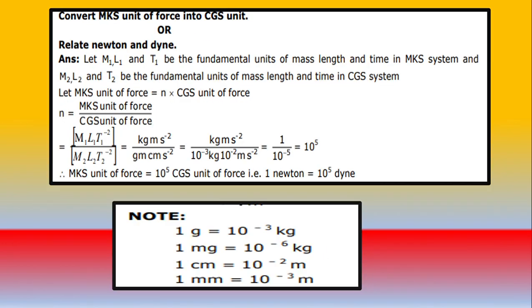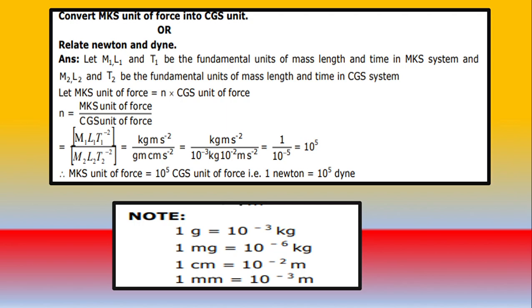One more application we said is converting from one system to another system. Here force we have converted from one system to another, like from Newton to dyne. The MKS unit of force is equal to n times the CGS unit of force, therefore n is equal to MKS unit of force divided by CGS unit of force. What is force? Mass into acceleration. Mass is M, acceleration is L t to the power minus 2.